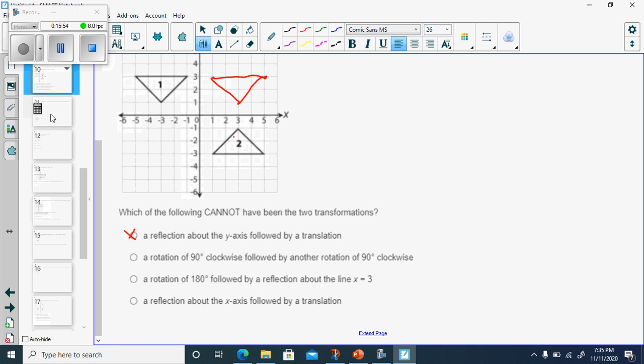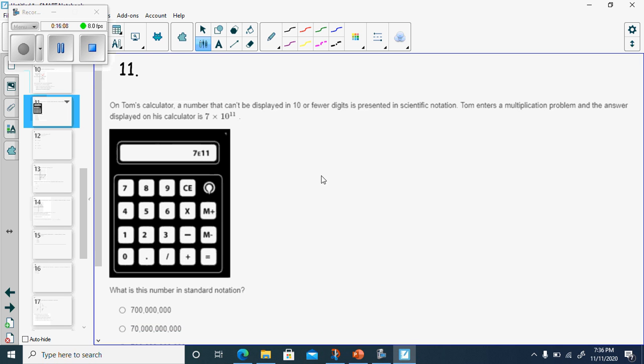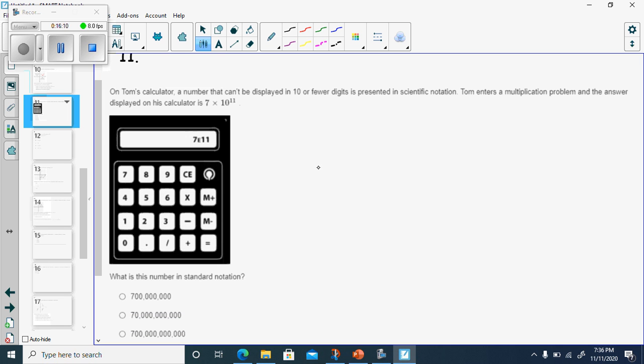Okay, let's look at number 11. On Tom's calculator, a number that can't be displayed in 10 or fewer digits is presented in scientific notation. Tom enters a multiplication problem, and here's the answer. What's this number in standard notation? The E means times 10 to the. This is 7 times 10 to the 11th.